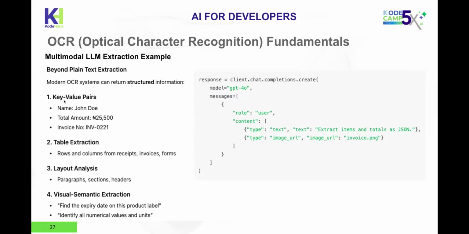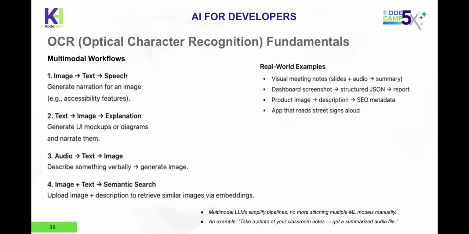In terms of OCR, they can extract key value pairs from your scanned document or your screenshot, such as name, total amount, invoice number. It can extract entire tables from it. It can also do layout analysis, basically separating paragraphs from sections, headers, and so on. And then it can also do visual and semantic extraction. So you can actually prompt with things like find the expiry date on this product label, and it does that. Identify all numerical values and units. So these are more advanced OCR that you can do with LLMs.